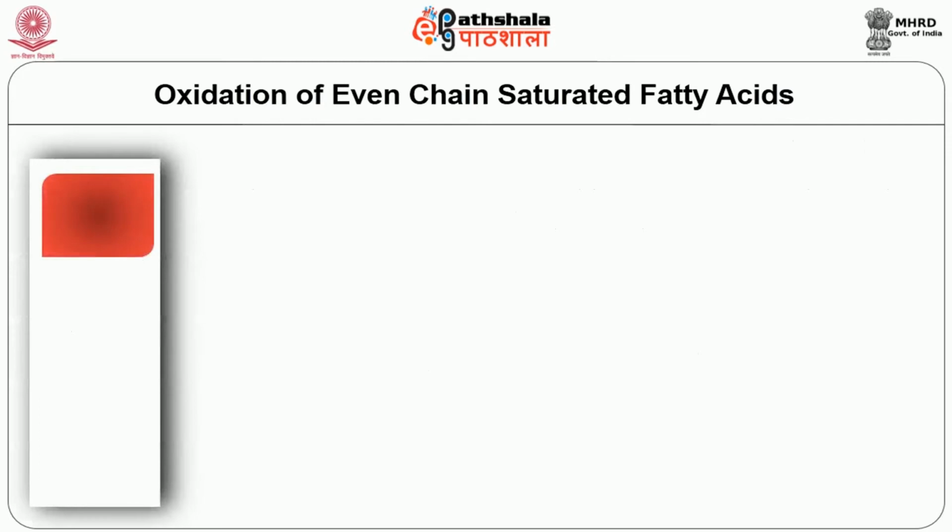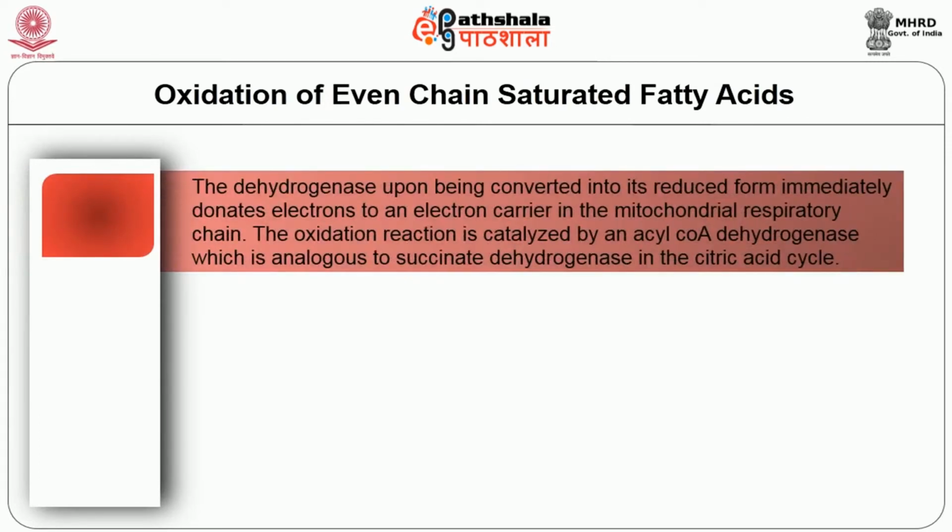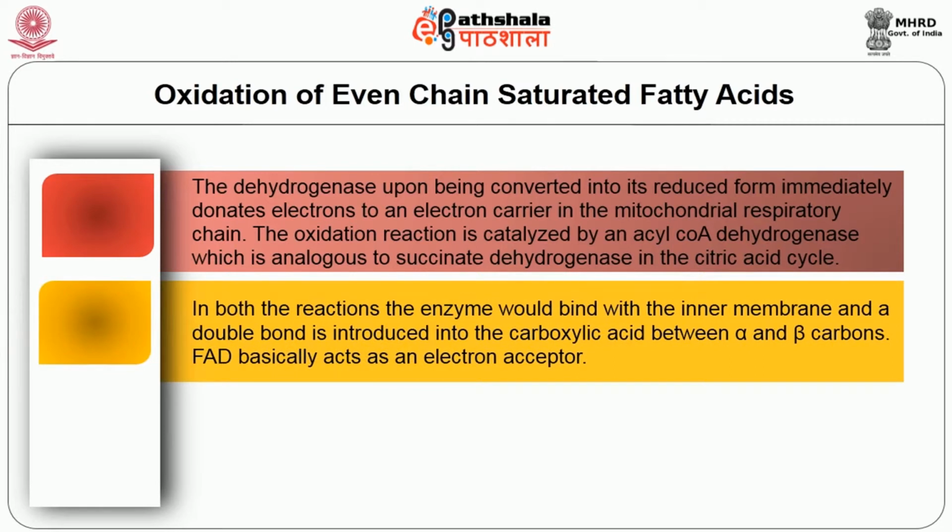The dehydrogenase, upon being converted into its reduced form, immediately donates electrons to an electron carrier in the mitochondrial respiratory chain. The oxidation reaction is catalyzed by an acyl-CoA dehydrogenase, which is analogous to succinate dehydrogenase in the citric acid cycle. In both reactions, the enzyme binds with the inner membrane and a double bond is introduced into the carboxylic acid between the alpha and beta carbons. FAD basically acts as an electron acceptor.